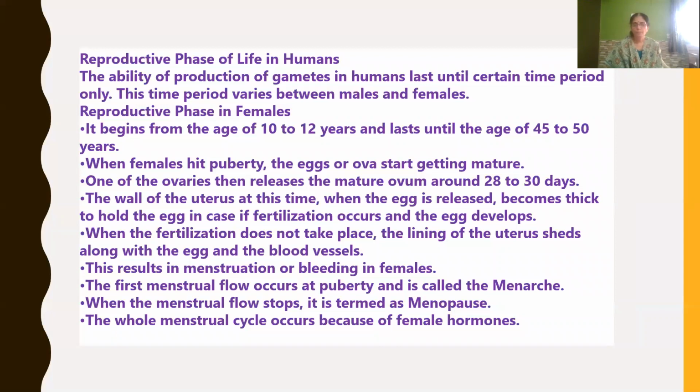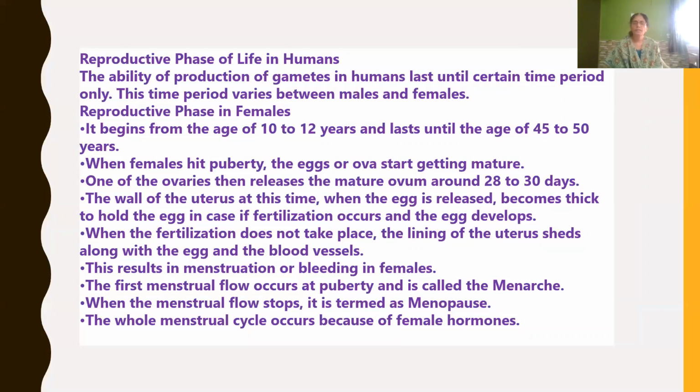So when females attain puberty, what will happen? The egg, otherwise called ova, starts getting mature. One of the ovaries releases a mature egg around every 28 to 30 days. That is, once in a month, one egg will be released by one of the ovaries. At this time, the wall of the uterus prepares itself. That is, it becomes thick so that it can hold the egg in case fertilization occurs.